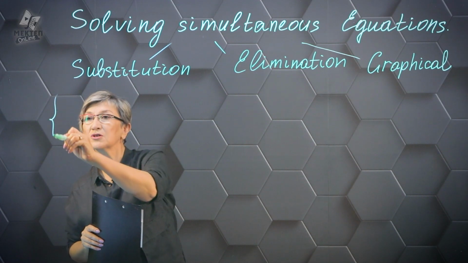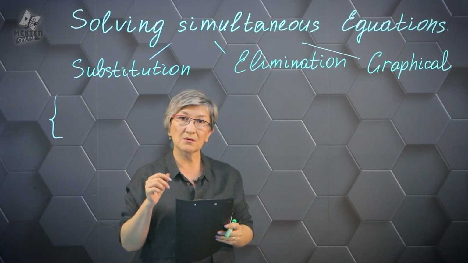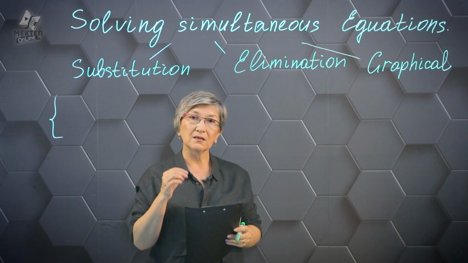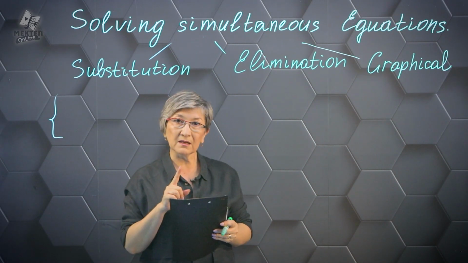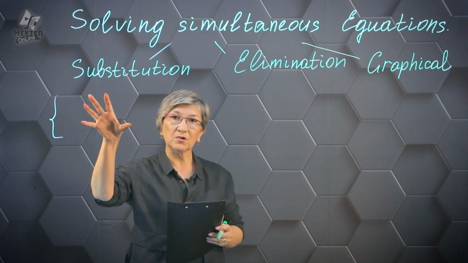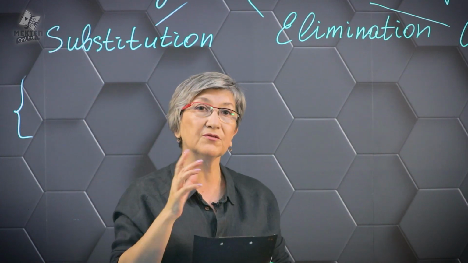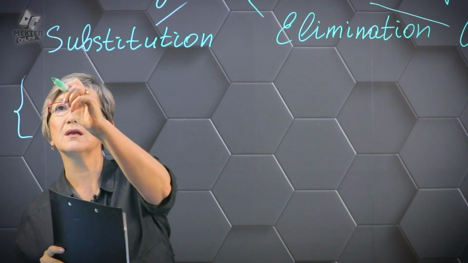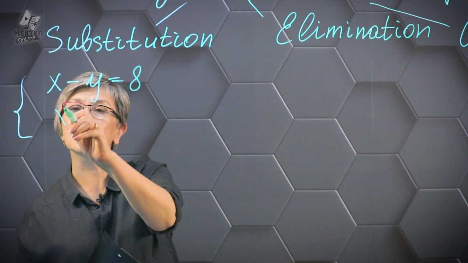Let's consider a simple system of equations. A system of equations is two or more equations, and most importantly, we will find the solution that will be the solution to both the first equation and the second equation. Let's write down the equations: xy equals 8 and x plus y equals 12.